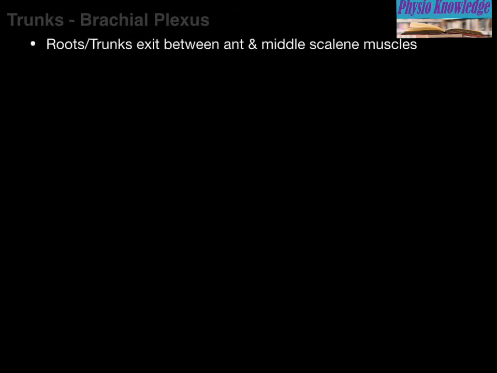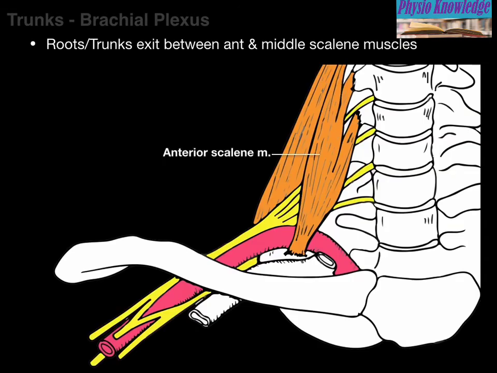Now, the roots and trunks together exit between our anterior middle scalene muscles. So there we have our anterior middle scalene muscles, and there are the brachial plexus roots and trunks just above the clavicle. And then as well, there's the subclavian artery that squeezes between those two muscles as well.